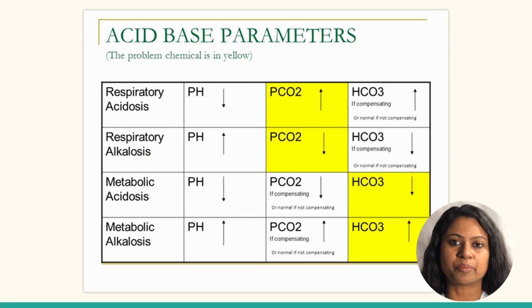There are four primary acid-base disorders. Those are metabolic acidosis, metabolic alkalosis, respiratory acidosis, and respiratory alkalosis. Let's look at each of them one by one.